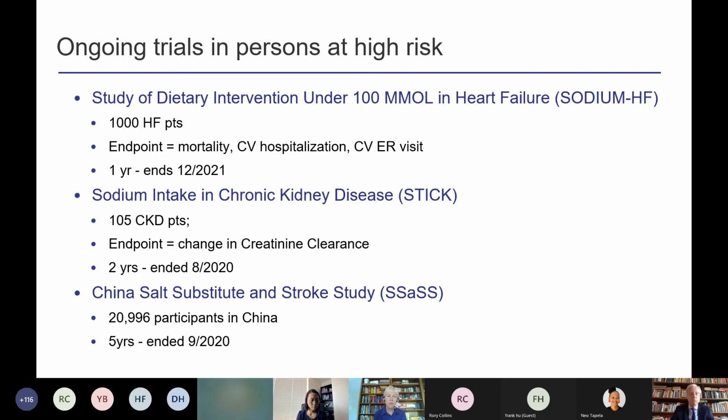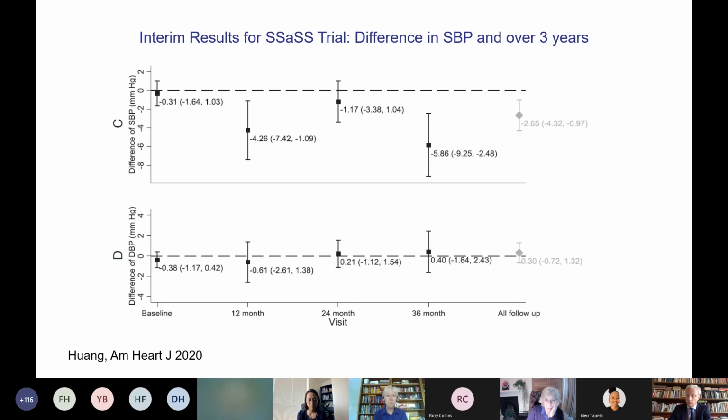There's a China salt substitute and stroke study, which is very large, almost 21,000 participants in China. And this was a community intervention where they were giving them salt substitutes to replace the sodium. This ended in September, so again, we hope to see results from this in the coming year. They did release some preliminary results looking at blood pressure changes, and at the top you can see that over time they did achieve some differences in systolic blood pressure over time.